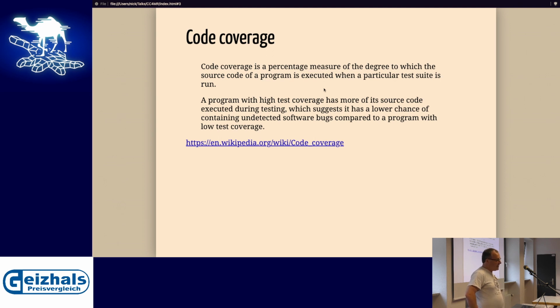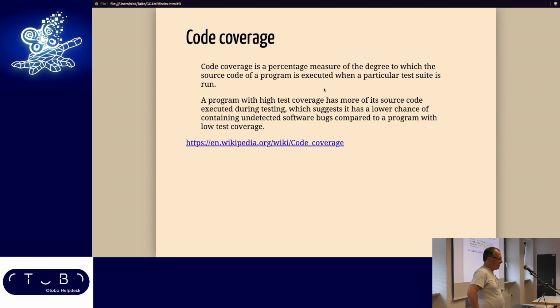A program with high test coverage has more of its source code executed during testing, which suggests it has a lower chance of containing undetected software bugs compared to a program with low test coverage. I did look up the German definition on German Wikipedia, and it used different words and said different things, and I thought, that's not going to work, so sorry.